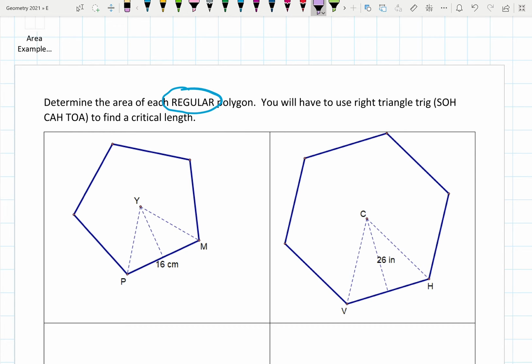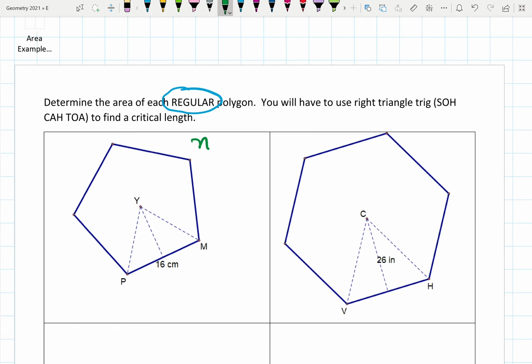And the process is we're going to find the area of a single triangle that starts at the center of the polygon. And once we find the area of that one triangle, we're going to multiply by 5 in the case of the pentagon, because there would be five such triangles inside the pentagon to give us the area of the pentagon. So our starting point is to find the measure of an angle. We're going to do some trig with this.